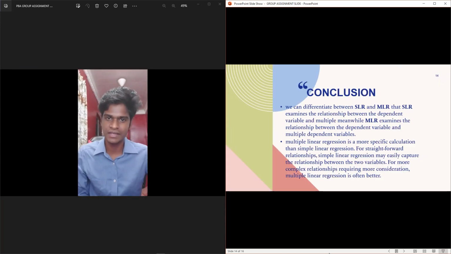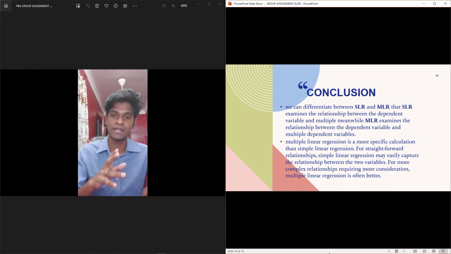In conclusion, based on the report, we can differentiate between the two linear models, which are SLR and MLR. SLR is used to examine the relationship between one independent variable and a dependent variable. Meanwhile, MLR is used to examine the relationship between a dependent variable and multiple independent variables.